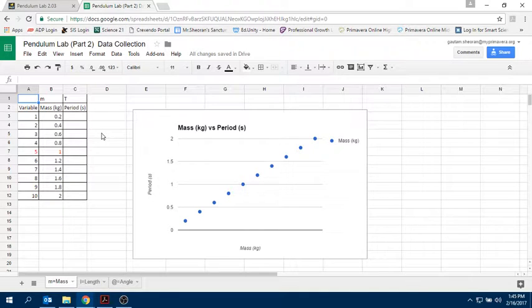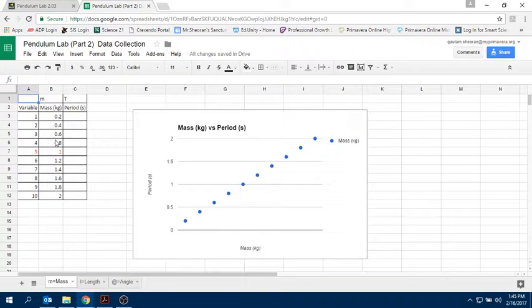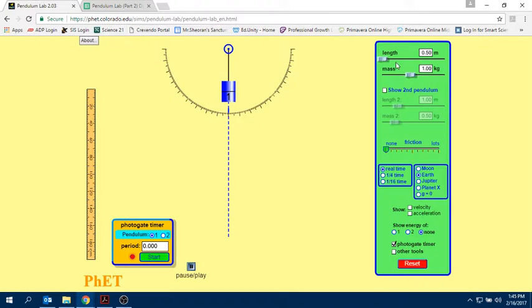So let's start here with mass. I'm going to be altering the mass, going from 0.2 to 2, incrementing up by 0.2 kilograms each time. Now remember, I'm changing the mass, so I have to keep the length at 1 meter, and I need to make sure that I always release it from 45 degrees.